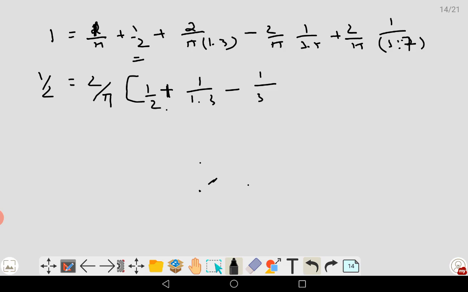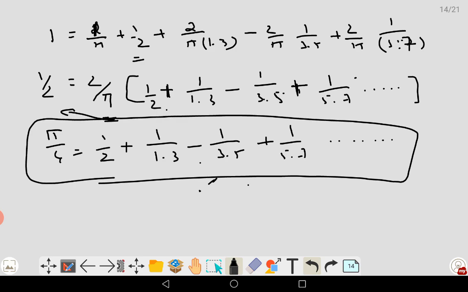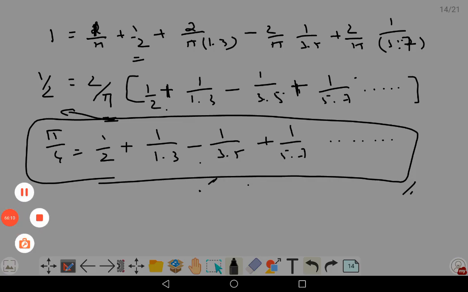Now the second term will be 1 over 1 by pi. Third term minus 1 over 3 times 5 plus 1 over 5 times 7. It's going on, right? So what do you get here when you take this one? Pi by 4 is equal to 1 by 2 plus 1 over 1 into 3, minus 1 over 3 into 5, plus 1 over 5 into 7. It's going on in this fashion. This is the given series.